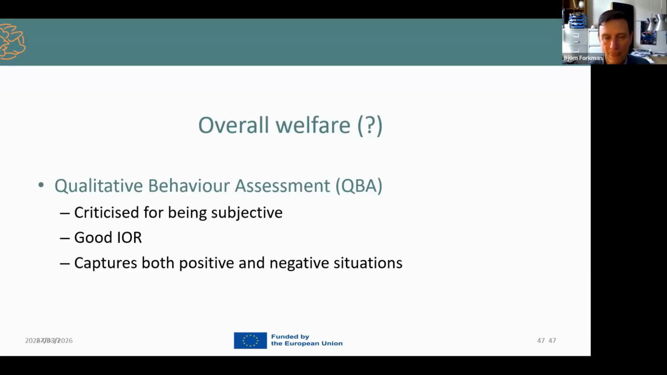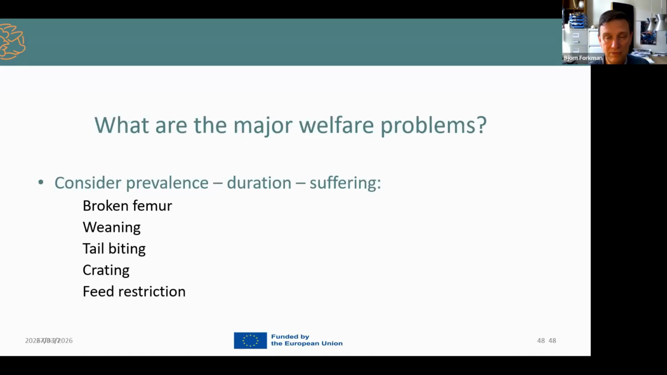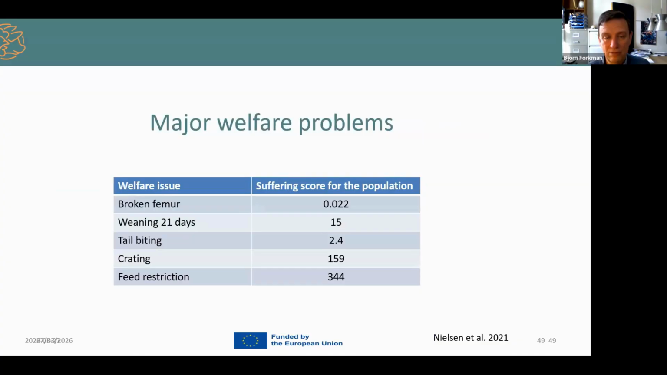And it's quite popular. We have just written a review where we have compared 200 different articles using QBA in different species. So it is a method that is out there and is being used. But it is a bit controversial. I'll get back to this one during the aggregation lecture.